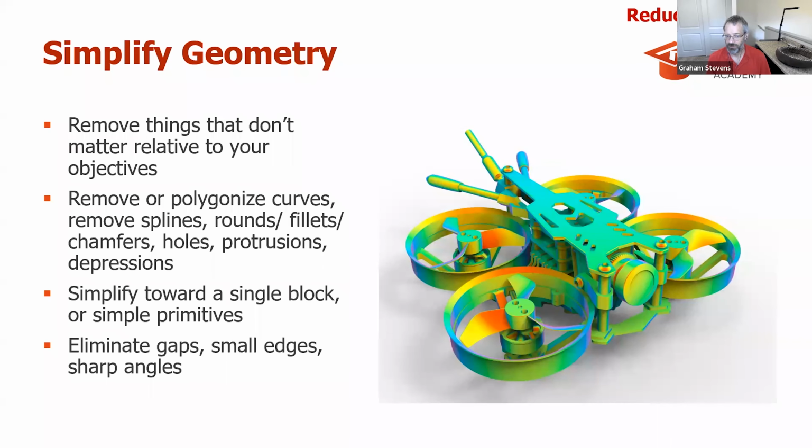to solve the problem. And then relative to edge cleanup, geometry cleanup, you want to try and eliminate gaps, small edges, and sharp angles, which cause the mesher issues in terms of topology and meshing issues. So this geometry simplification is a very useful tool to get you to faster simulations as well as easier to solve ones.